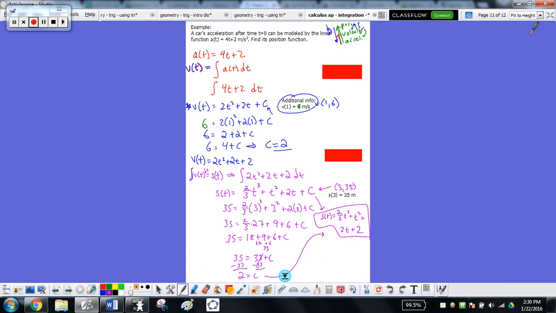So, notice what we needed here, right? We needed additional information. We needed, hey, what was the velocity at a specific moment? Well, at 1 it was 6. And what was the position at a specific moment? Well, at 3 it was 35. And that allowed us to find the value of c. In this case, twice, because we had to take 2 antiderivatives.